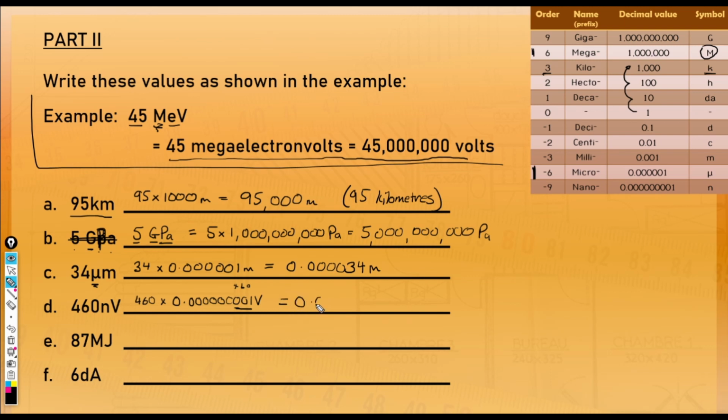So it's 0.3456460 volts. And technically, we don't actually need that last zero, because once we've got to the end of our non-zero digits, the others don't make a difference. Okay? So 460 nanovolts is 0.000000046 volts. And if we wanted to write that out using the separated zeros, we could do that. So we have two sets of 3 zeros and then 4, 6, 0 at the end.